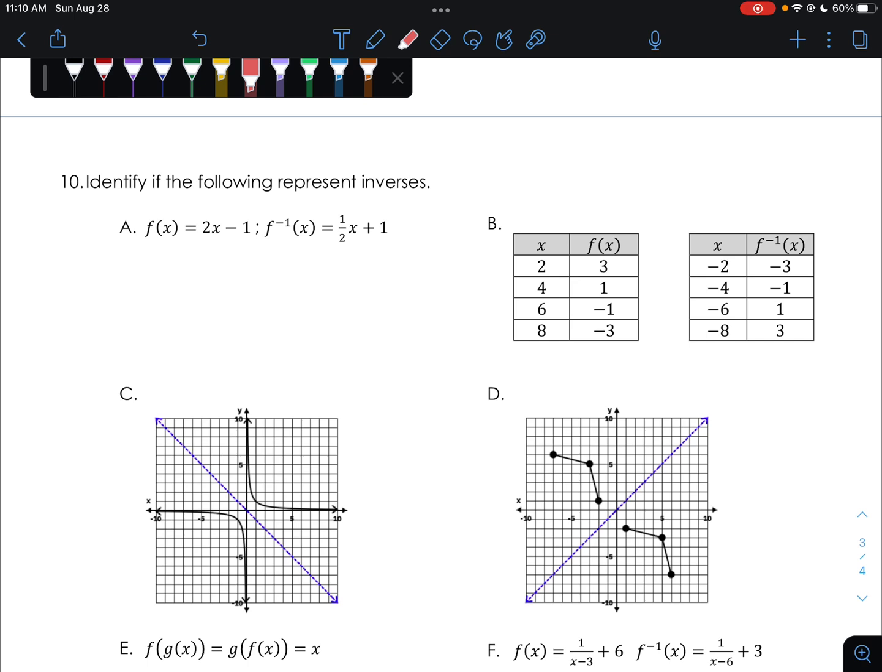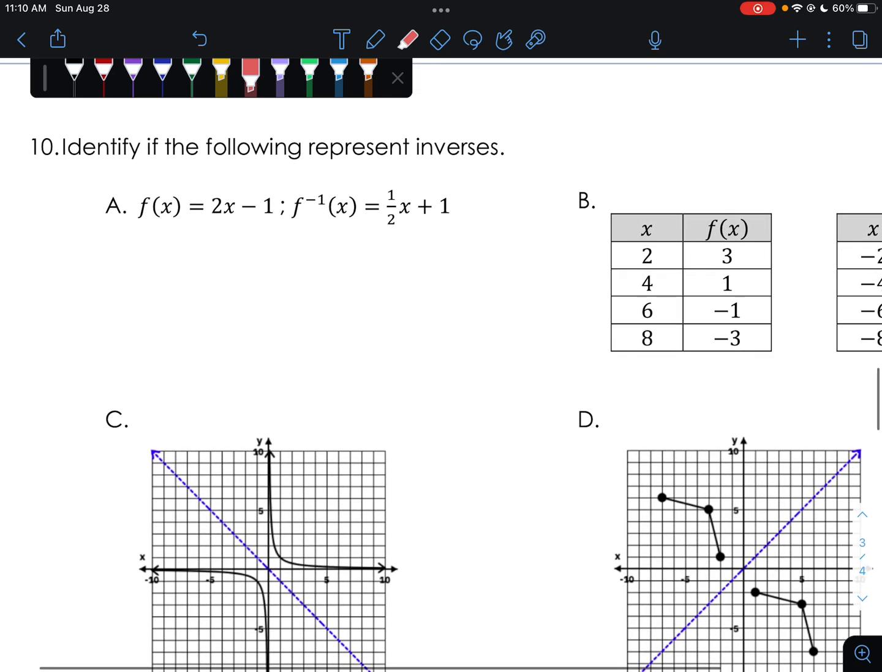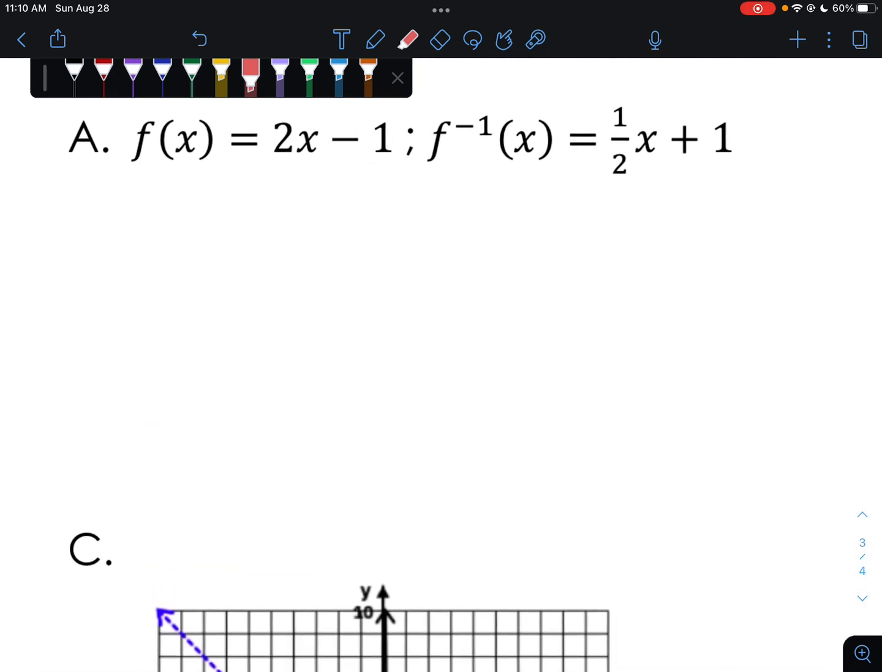We just talked about that on question number 7. And then we learned a definition that said that inverse is if we do the composition f of g of x, and it equals x, and then we do g of f of x, and that also equals x, then they are inverses. So we're going to go and look at each individual question one at a time. So here we go.